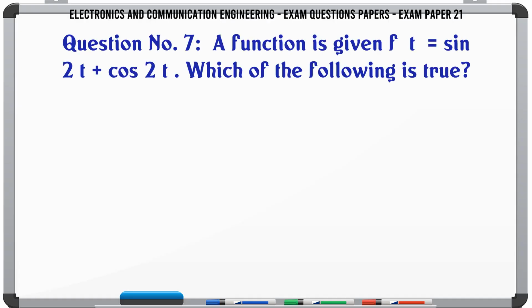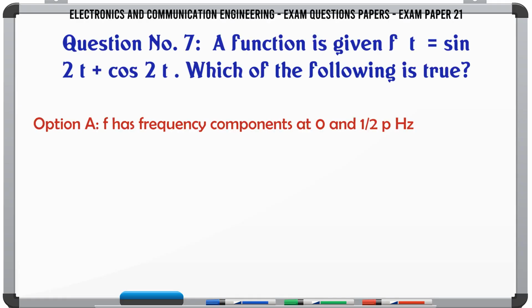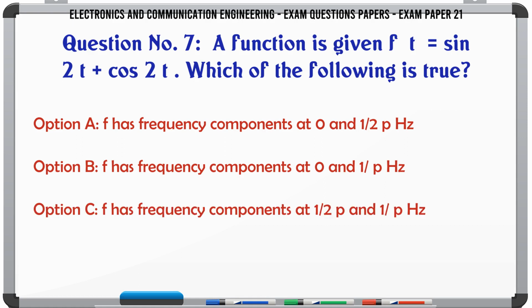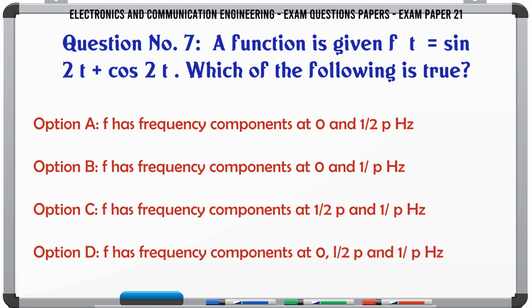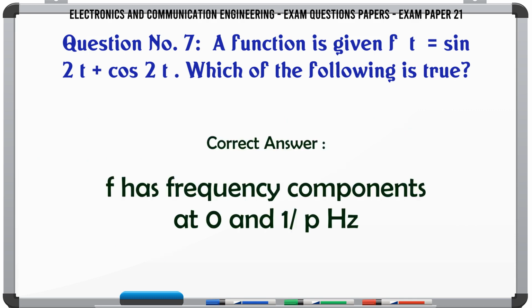A function is given, f(t) = sin 2πt cos 2πt. Which of the following is true? A. f has frequency components at 0 and 1/2π Hz. B. f has frequency components at 0 and 1 Hz. C. f has frequency components at 1/2π and 1 Hz. D. f has frequency components at 0, 1/2π and 1 Hz. The correct answer is f has frequency components at 0 and 1 Hz.